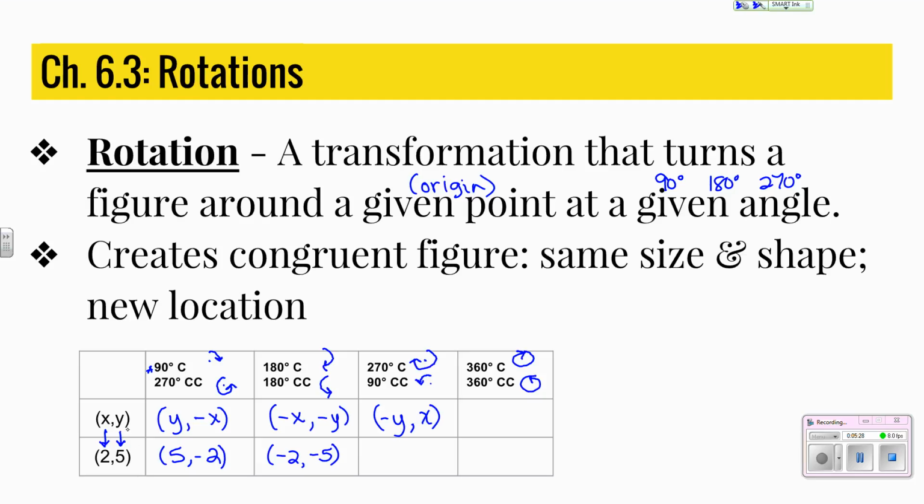My y coordinate in my original point is a 5. So my 5 becomes my x coordinate, and it changes signs. So my positive 5 becomes a negative 5. Again, if it was a negative 5, it would become a positive 5. Okay, my x coordinate becomes my y coordinate and keeps the same sign.